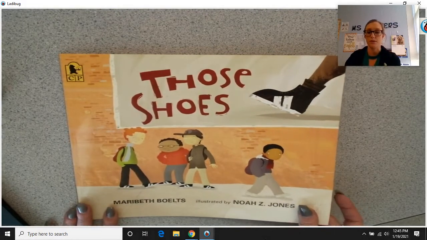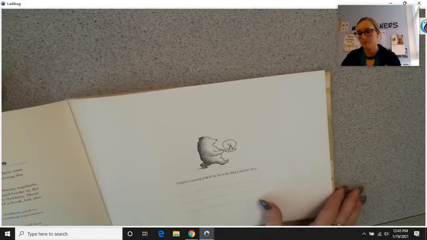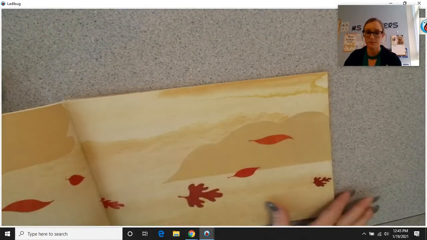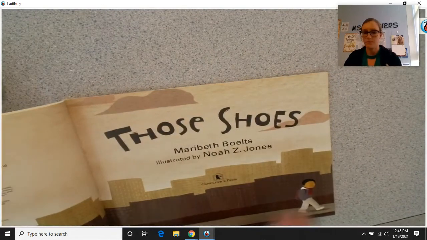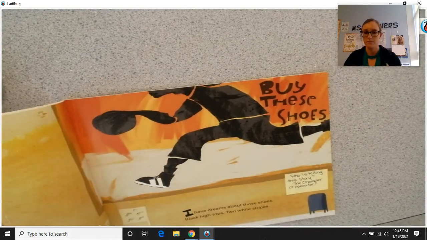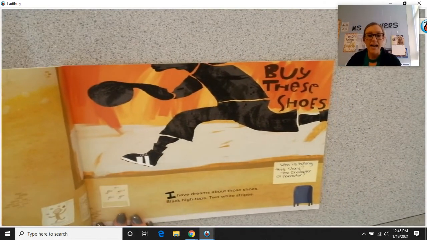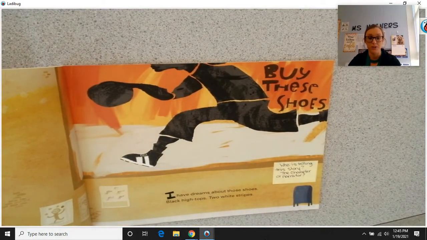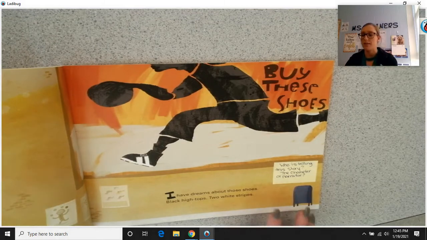Those shoes. I have dreams about those shoes. Black high tops, 2 white stripes.